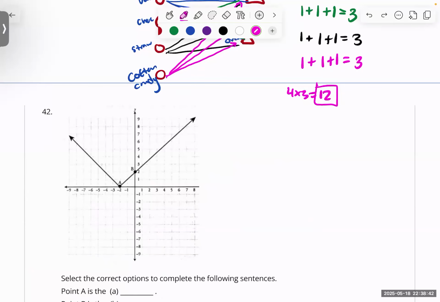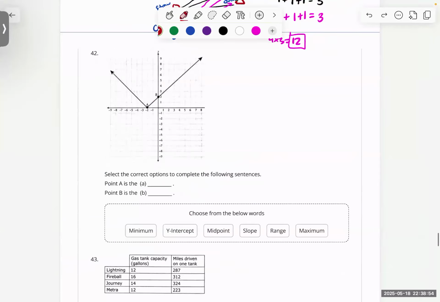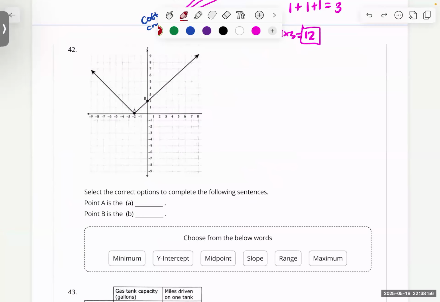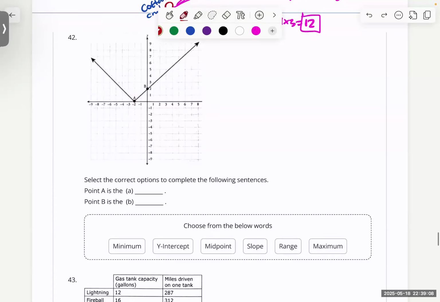And we're at an hour and 38 minutes, which is 98, almost 100 minutes. So we have 17 minutes left. So we're really using our time wisely here. Okay, select the correct options to complete the following sentences. Point A is the blank. Okay, so let's look at point A. It's right over here. Now, we're given a bunch of choices.